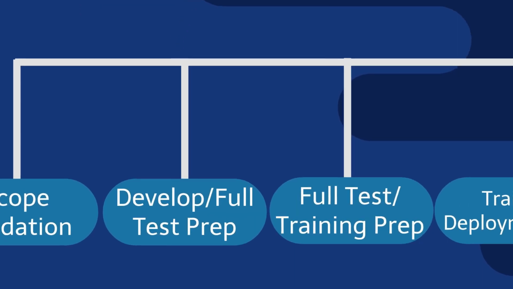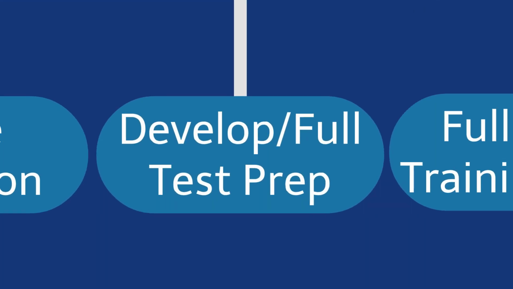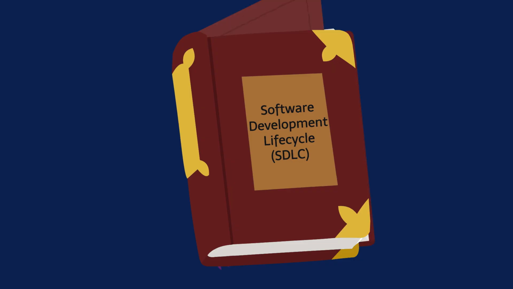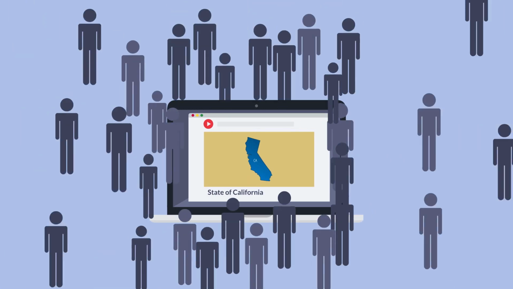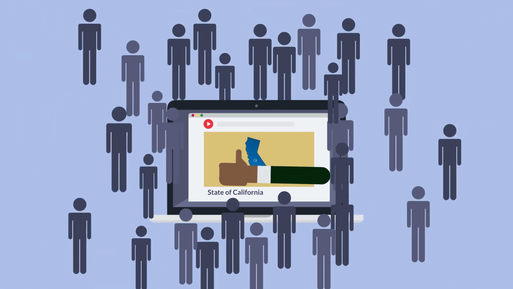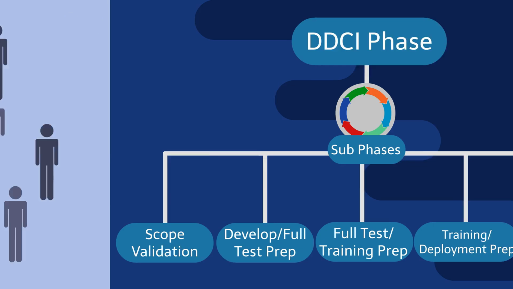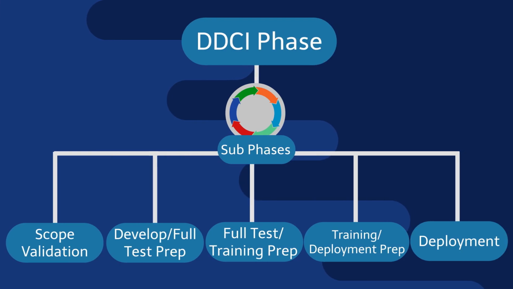If you said the develop and full test prep phase, you're right. The SDLC plan defines exactly how we will design and configure Advantage to meet California's business needs. It outlines the methods and activities required to deliver this statewide transformation and serves as our blueprint for success. Now that we understand why the SDLC exists, let's go into detail about how the DDCI phase is structured.